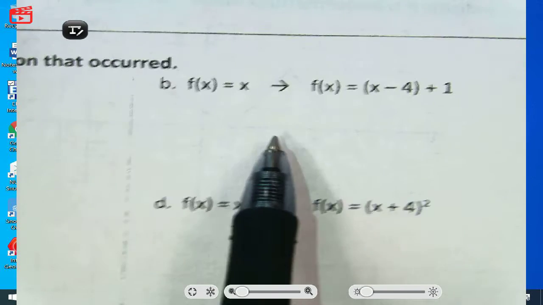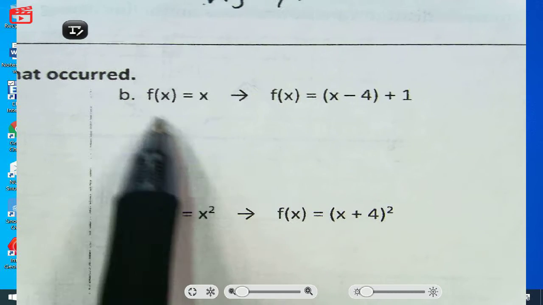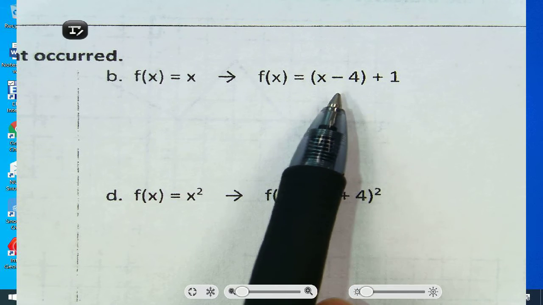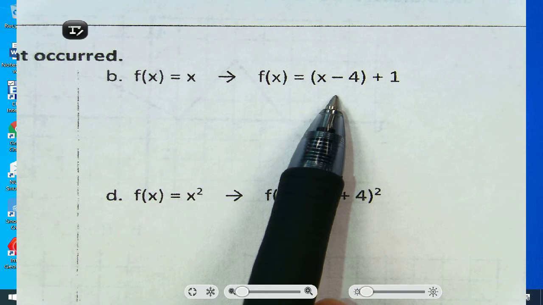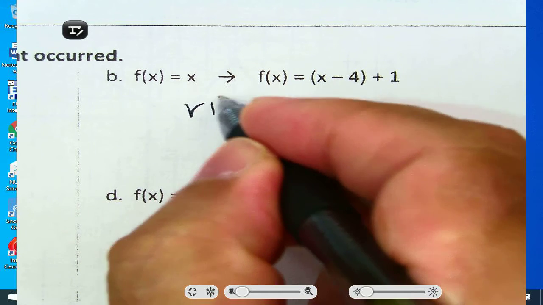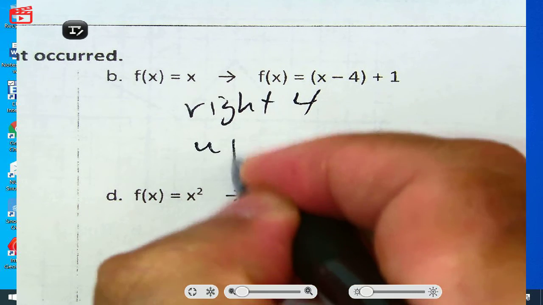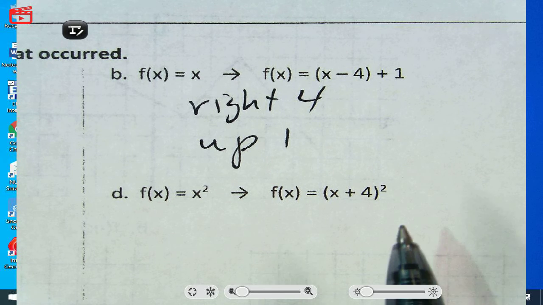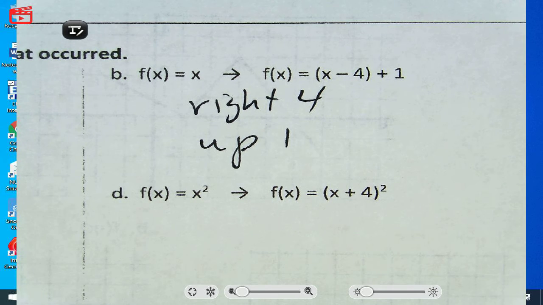All right, B. I thought that was an H. Okay, so what is this one? This is going to be right 4, up 1. But you could argue it's down 3. But don't go there. Okay, I'll quit trying to make you confused. I just don't like these things. I think I should have spoken up before I printed it.